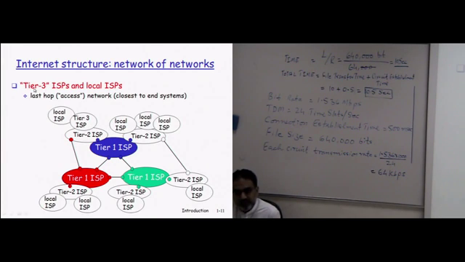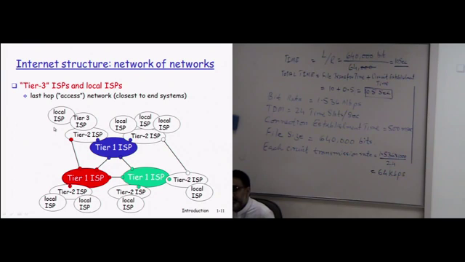Then it comes to tier 3 ISPs and local ISPs. They can get services from the tier 2 ISPs. They are the last hop access network, and they are closest to the end system. So tier 3 can get service from tier 2, or local ISPs can also get services from tier 2 ISPs, and then further local ISPs can serve the local hosts.